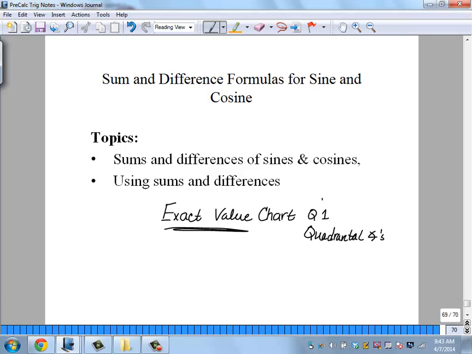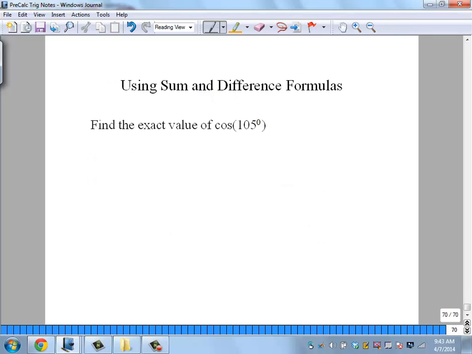So let's look at one that we're going to do together, and we're going to practice more in class. If I wanted you to find the exact value of the cosine of 105. Okay? Well, 105 is not on my chart, but I do know that 105 I can write this way. I can write it as the sum of two angles on my chart, so I have 60 plus 45, and both of those are on my chart. Now, here is the sum of angles.